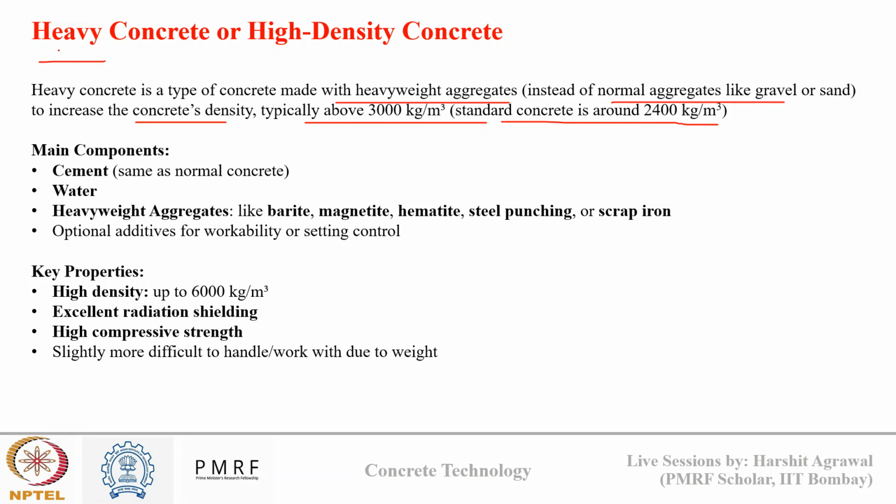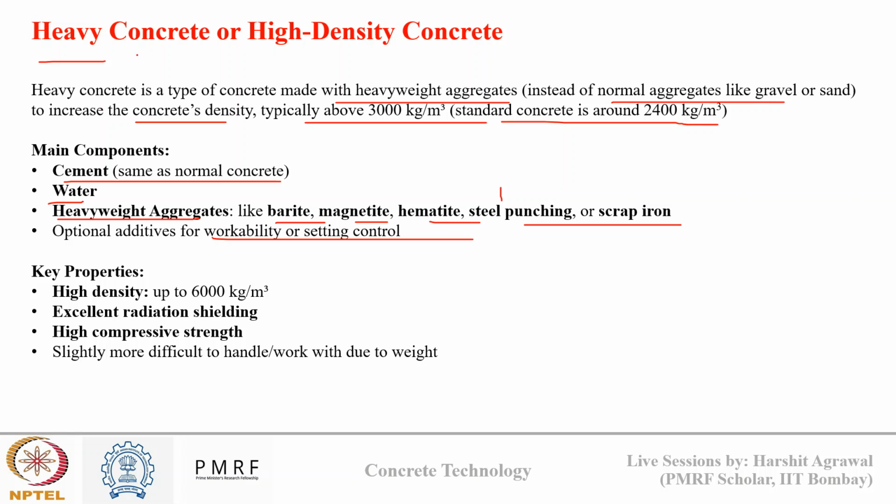Okay, now what are the key ingredients that make heavy concrete? It is the cement, same as normal concrete, water, same as normal concrete, but the concrete is made heavy because of the heavy aggregates like barite, magnetite, hematite, or steel scrap iron. These are high density aggregates which are used to make heavy concrete, and optional additives for workability or setting control can be used.